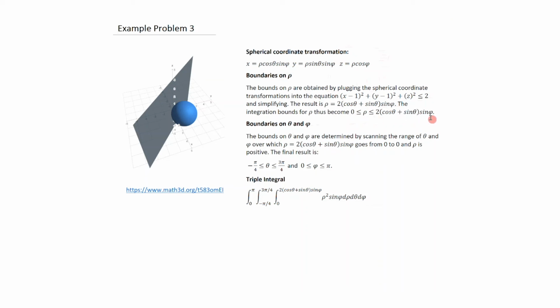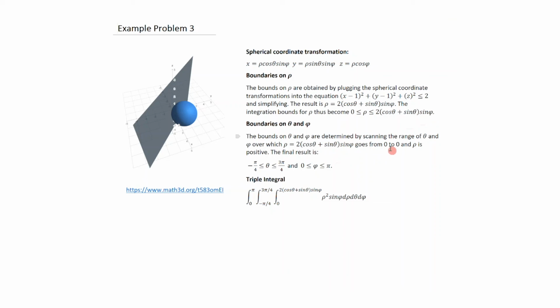So the next question is, what are the boundaries of theta and phi? All right, so this one requires a little bit of intuition. What we want to do is look at this function, and we want to basically scan all possible values of theta, followed by all possible values of phi, where effectively we're looking at the range of either theta or phi that takes rho from 0 to 0. In other words, the full scope.